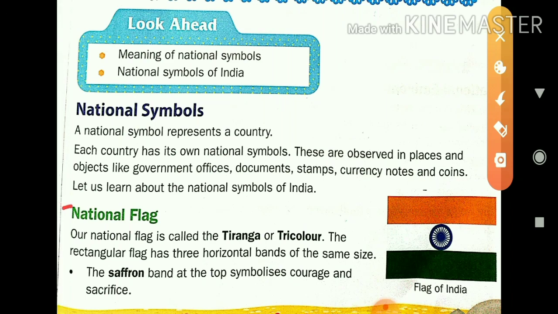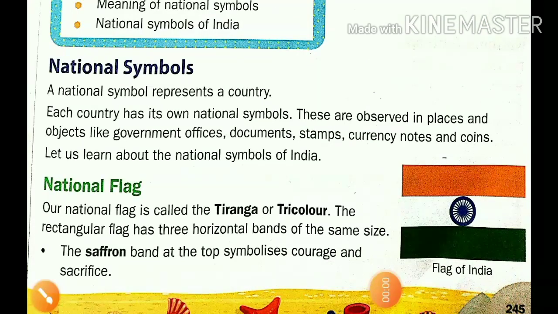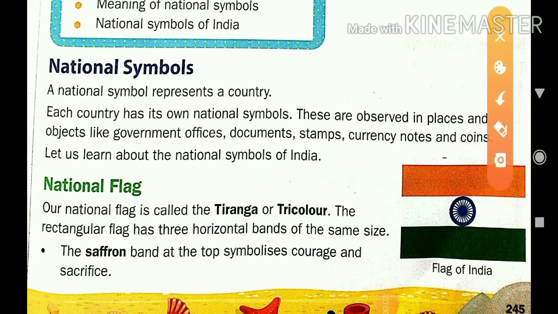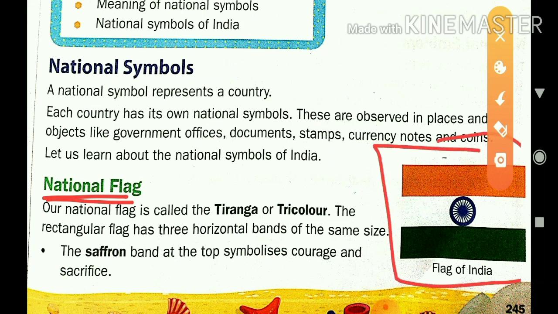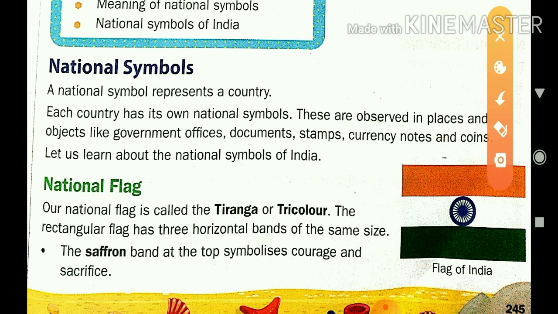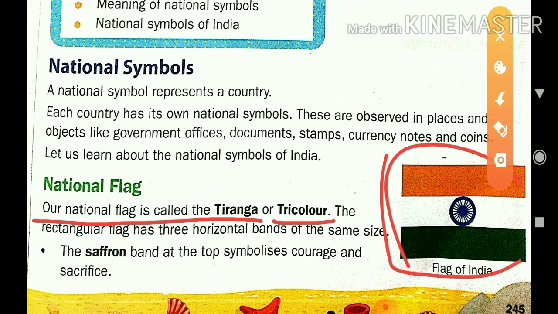And let us learn about the national symbols of India. So now we are going to learn about the national symbols of India. Okay, the national flag. Now, you can look, this is our national flag. The national flag is called the Tiranga or a tricolor, and you can look at that picture, that is of our Tiranga, and it has a tricolor, means 3 colors.